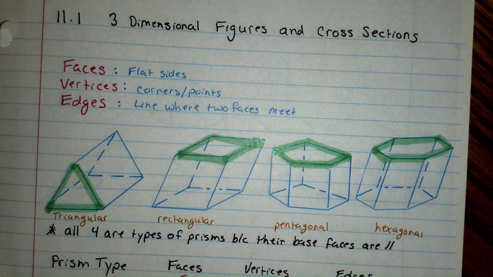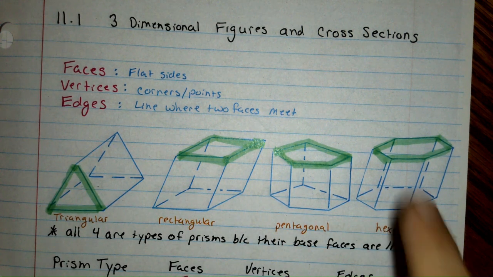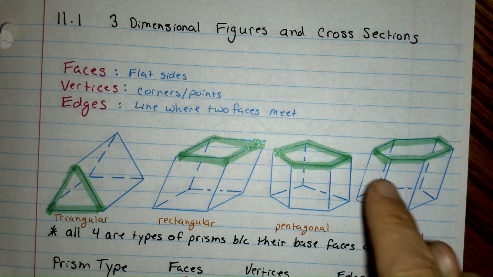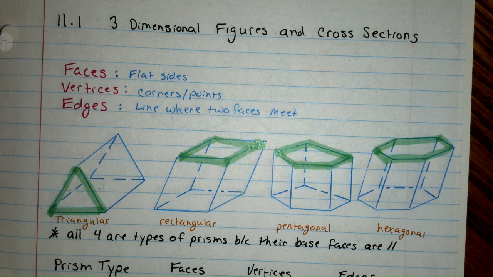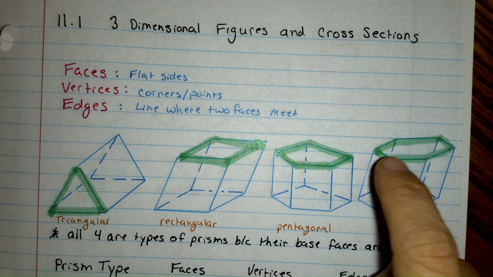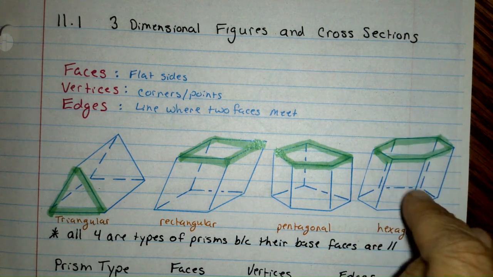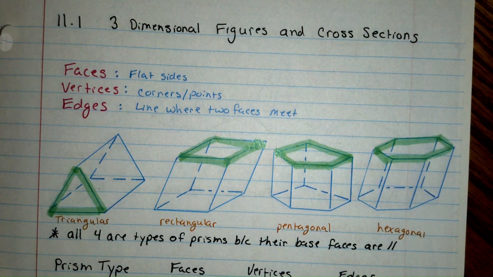We already talked about the triangular, the rectangular, and the pentagonal. So let's look at this hexagonal. We have our top and our bottom, there's 2. And then we have 1, 2, 3, 4, 5, 6 panels that go around the outside. So it has 8 faces. If you look at the vertices, we have the 6 at the top and the 6 at the bottom, so we have 12. And if we look at our edges, we got 6, 6, and then we have the 6 joining it. So that gives us 18.